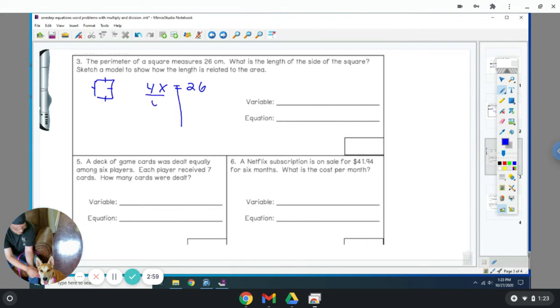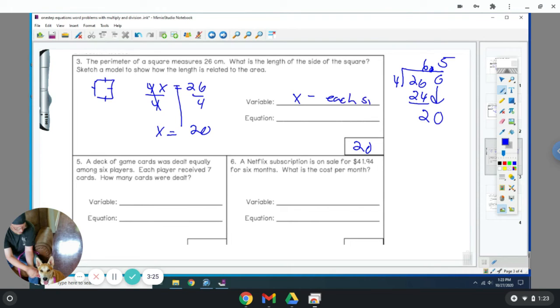So we're going to divide both sides by 4. So you're going to divide 4 into 26. Which is 6 times, which is 24. 2 left over. Add your decimal. Bring down a 0. 4 goes into 20 5 times. So your solution is 6.5. And your variable, x, was each side. And the equation was 4x equals 26.